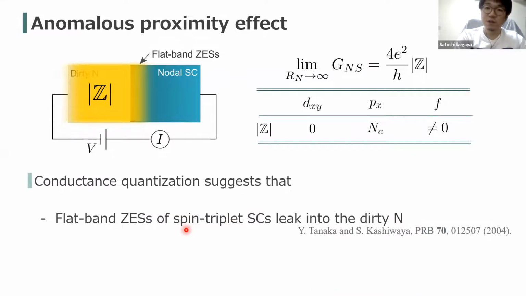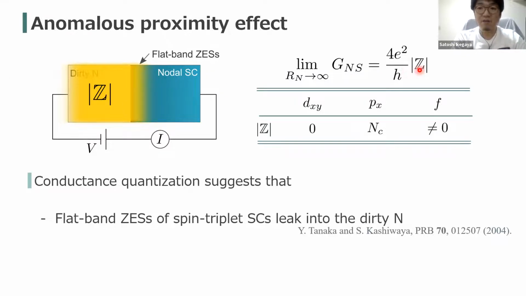It has been shown that the flat band zero energy states originally located at the surface of the triplet superconductor can penetrate into the attached dirty normal metal. This statement is confirmed by previous work showing the emergence of a steep zero energy peak in the local density of states of the attached dirty normal metal.